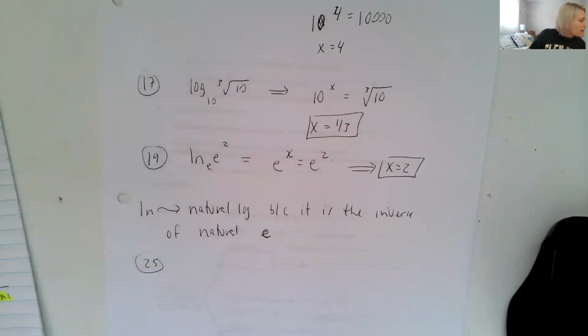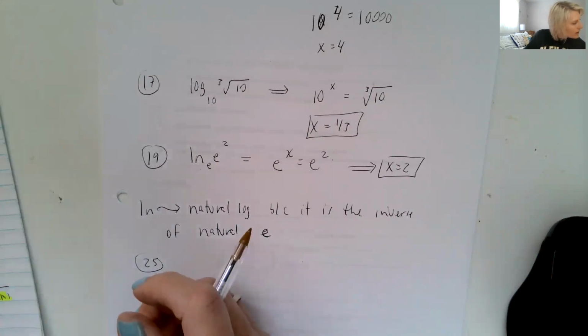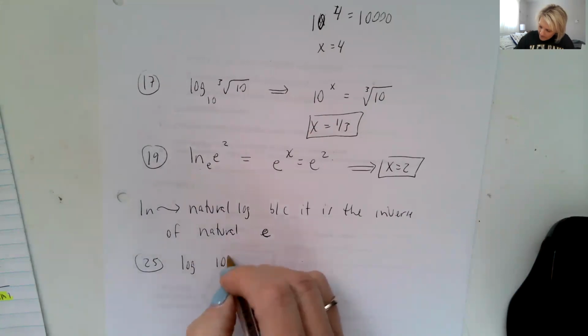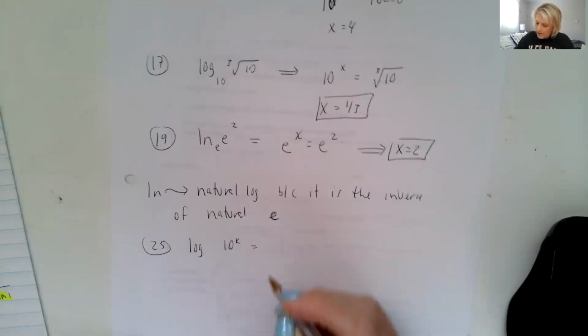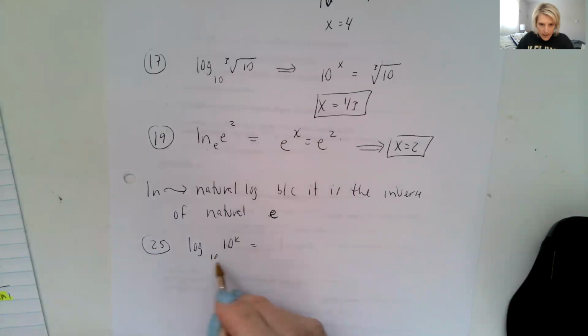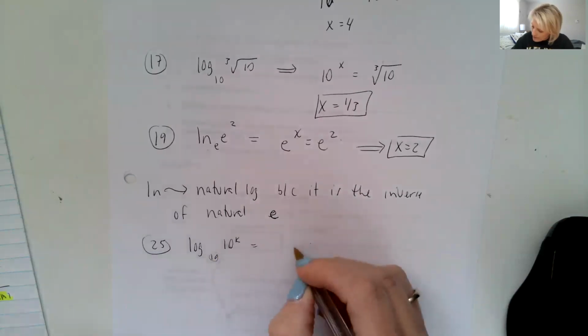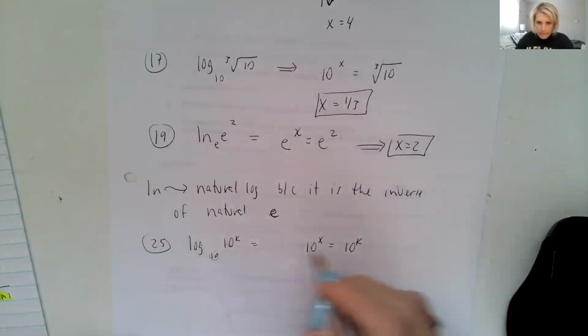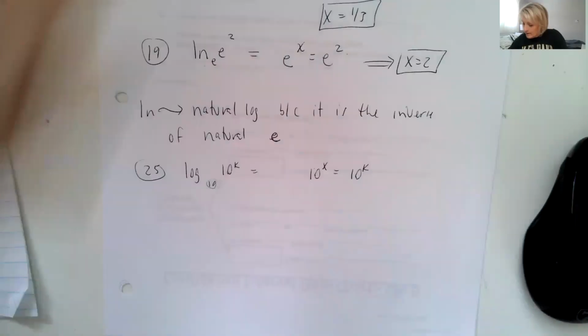So 25 is log 10 to the k. So again, we're assuming it's base 10 because we don't see a base. So this is 10 to what x will give me 10 to the k. And so that means that x just needs to equal k.